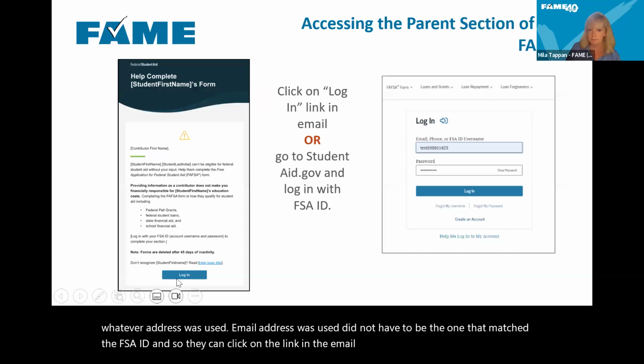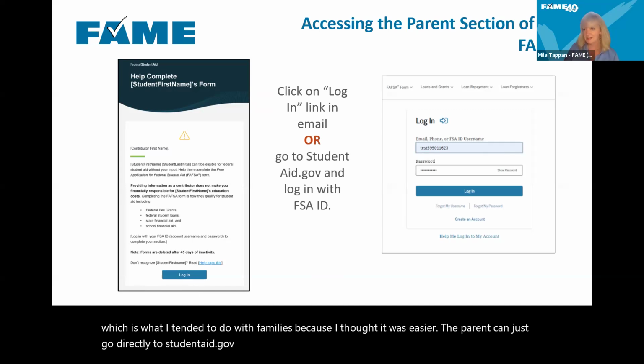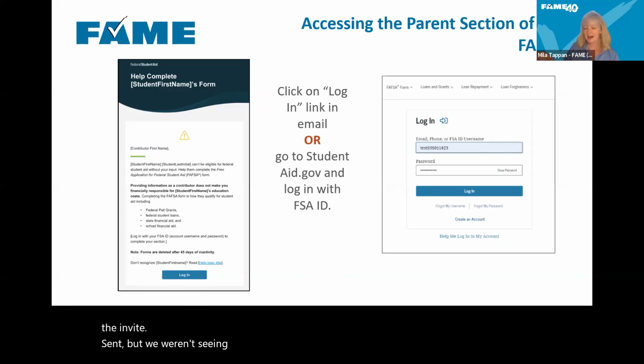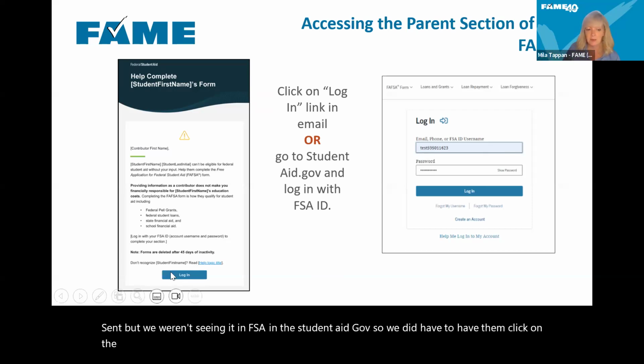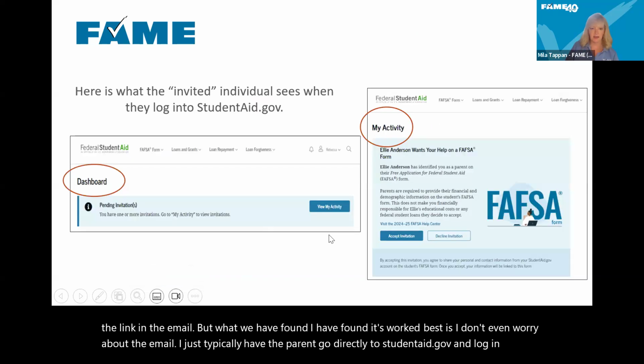That's option number 1. Option number 2, which is what I tended to do with families because I thought it was easier, the parent can just go directly to studentaid.gov and log in with their FSA ID. I will say I had a student recently where the invite was sent, but we weren't seeing it in studentaid.gov. So we did have to have them click on the link in the email. But what I have found that's worked best is I don't even worry about the email. I just typically have the parent go directly to studentaid.gov and log in with their FSA ID.